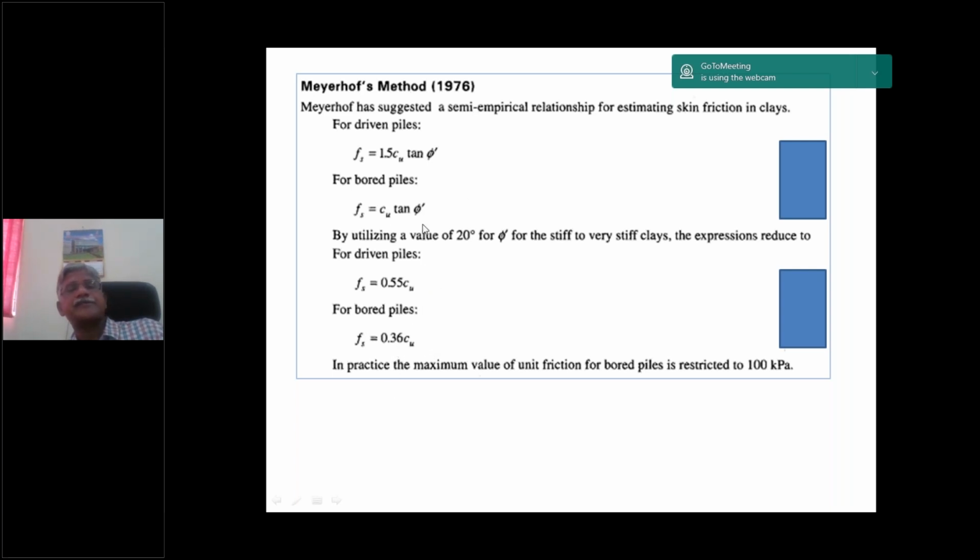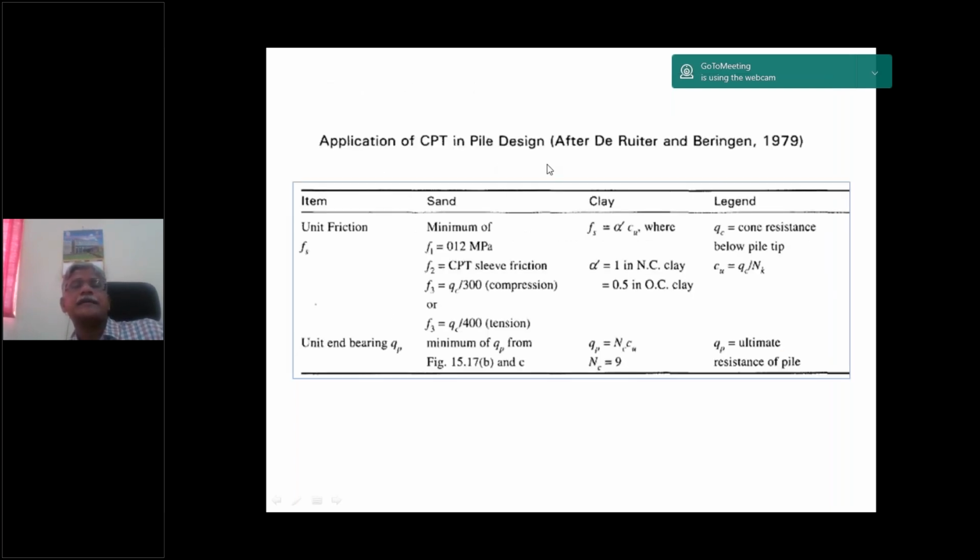So these are sometimes empirical relations. You can straight away use them as per Meyerhof's method for the estimation of skin friction of piles in clay soils. Now, the application of CPT in pile design, after De Ruiter and Beringen 1979, certain formulas are given here.